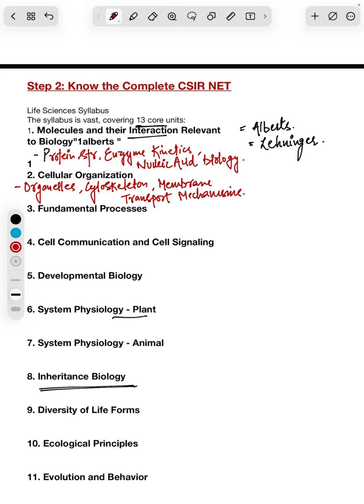Then in fundamental processes, you need to cover DNA replication for sure, transcription and translation. These three processes you need to remember along with diagrams, so that it will be easy for you to remember them. In cell communication and signaling, you need to focus on certain pathways.